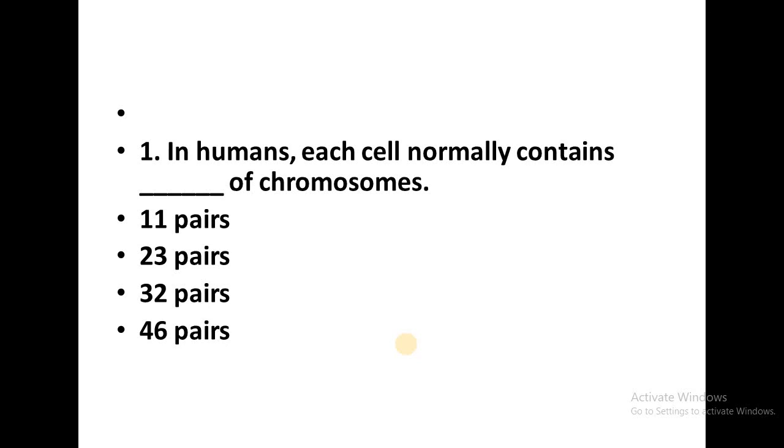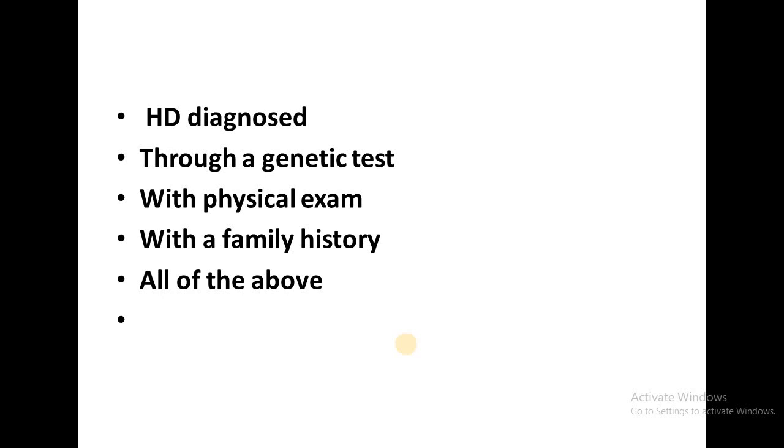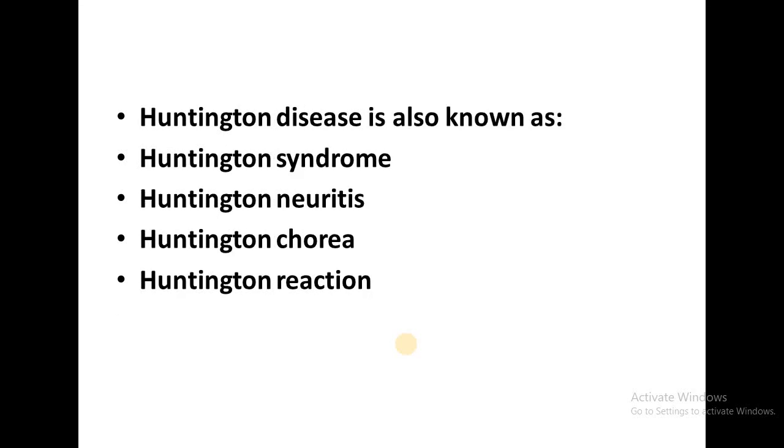Here are some multiple choice questions. In humans, each cell normally contains dash chromosomes: 11 pairs, 23 pairs, 32 pairs, or 46 pairs. The answer is 23 pairs. Huntington disease is diagnosed through a genetic test, a physical exam, the family history, or all of the above. The answer is all of the above. Huntington disease is also known as Huntington syndrome, Huntington's neuritis, Huntington's chorea, or Huntington's reaction. The answer is Huntington's chorea.